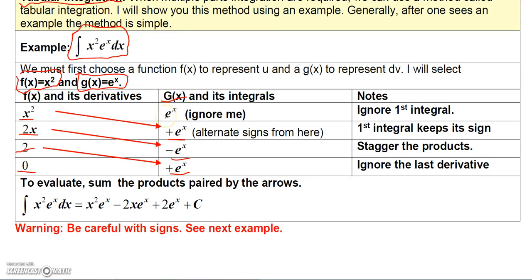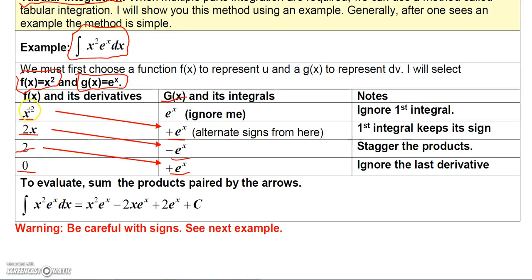In this first row, we're going to copy down the g function, and then when we start integrating, we're going to alternate signs. So the first integral is going to be positive, the second integral is going to be negative, and the third integral is going to be positive again. And so you just alternate signs.